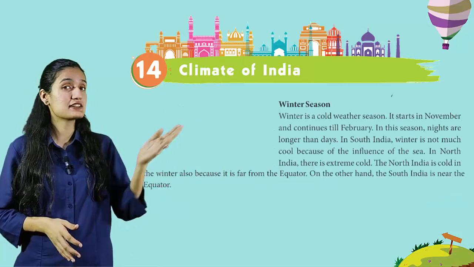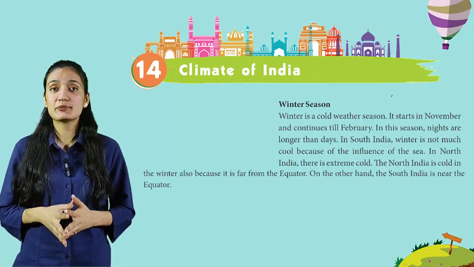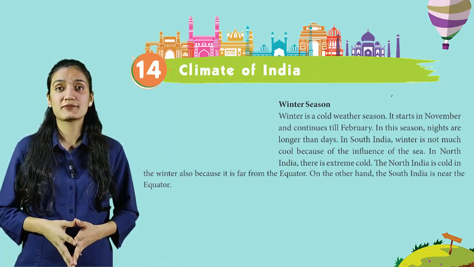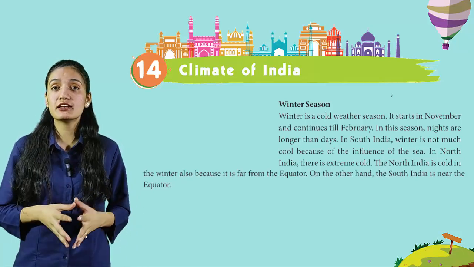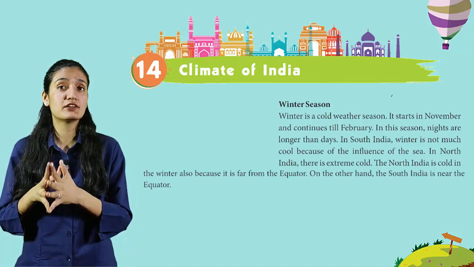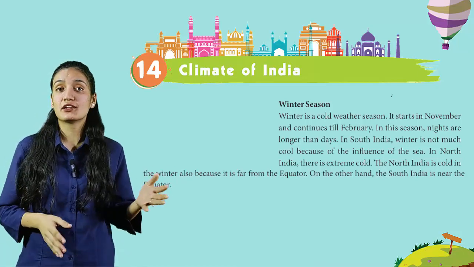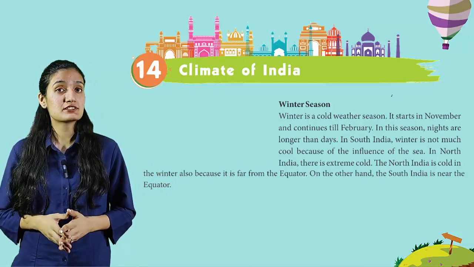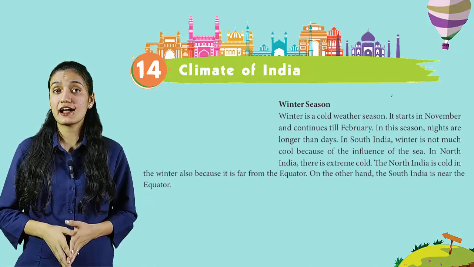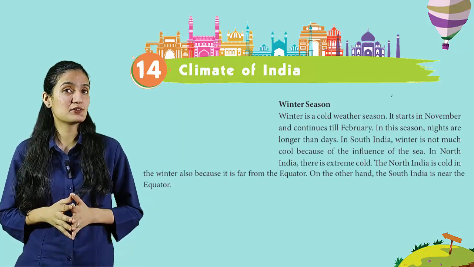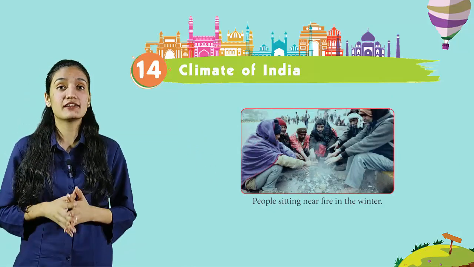Now, winter season. Winter is a cold weather season. It starts in November and continues till February. In this season, nights are longer than days. In South India, winter is not much cool because of the influence of the sea. In North India, there is extreme cold. North India is cold in the winters because it is far from the equator. On the other hand, South India is near the equator. Here you can see the picture of people sitting near a fire in the winter.